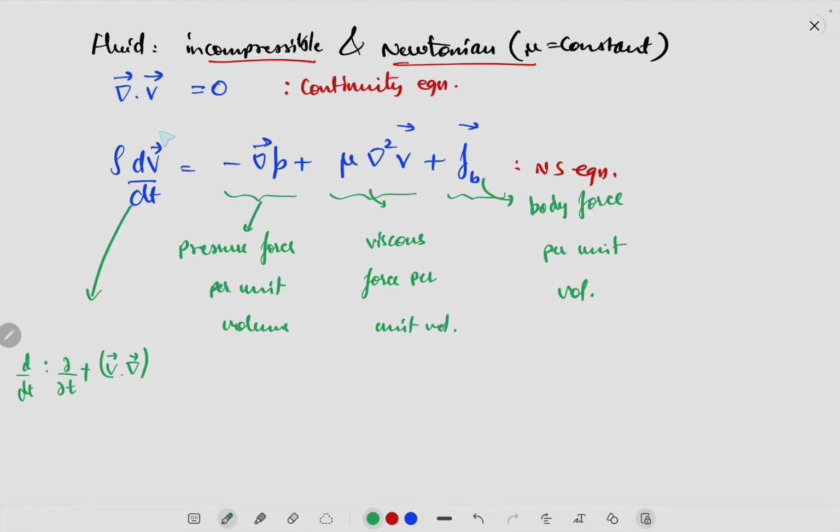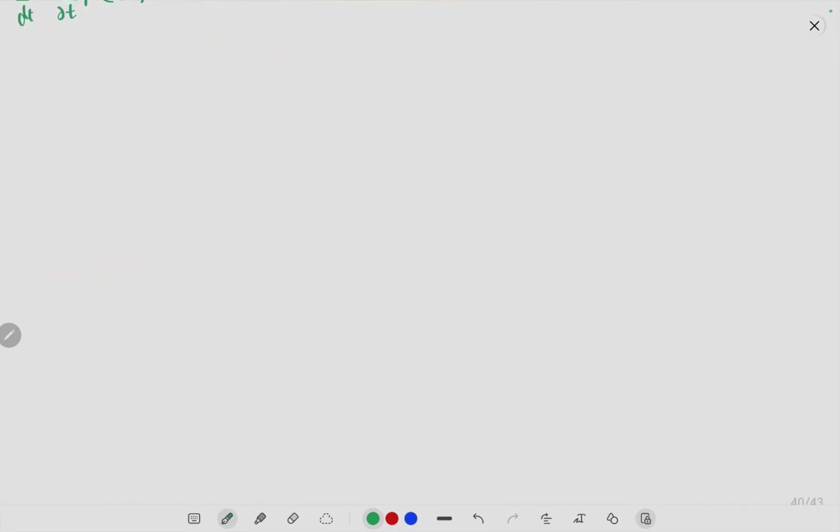which states that the total force on my fluid element is equal to the pressure force per unit volume plus the viscous force per unit volume plus the body force per unit volume. Okay, the applicability of these equations will become more clear when we solve some problems using these equations. But before that, let's first understand the boundary conditions that are commonly encountered in fluid flow analysis.